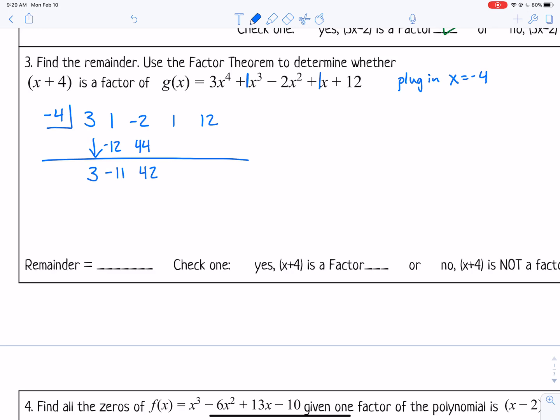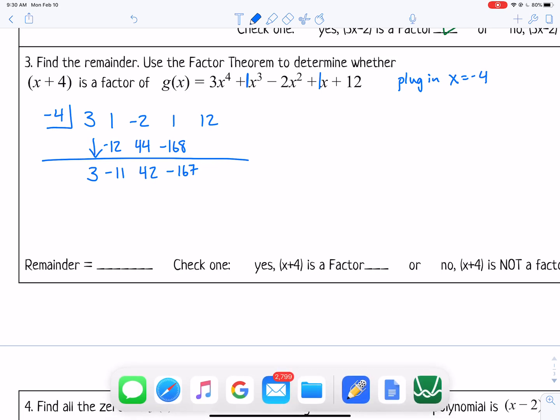42 times negative 4 would be negative 168. And then 1 plus negative 168 is negative 167. And then negative 167 times negative 4, let's see what that would be.